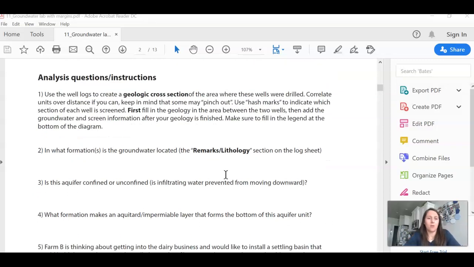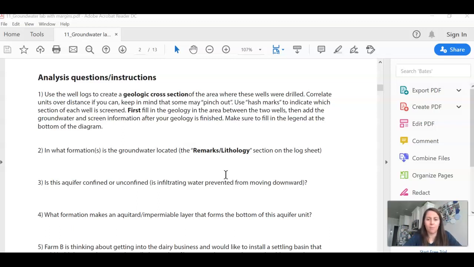Okay, so this is the analysis, questions, and instructions. Here he is telling us how we're going to do this cross-section. Use the well logs to create the geological cross-section of the area where these wells were drilled. Correlate units over distance if you can, meaning you should probably match one rock unit in one location to another one in the other location if you can, meaning if both of them exist, and if they're not way too crazy. So correlate units over distance if you can.